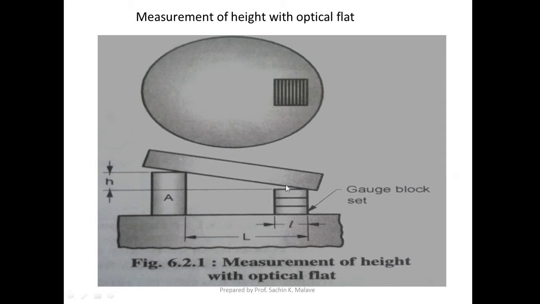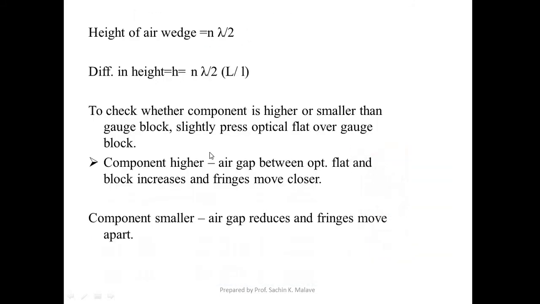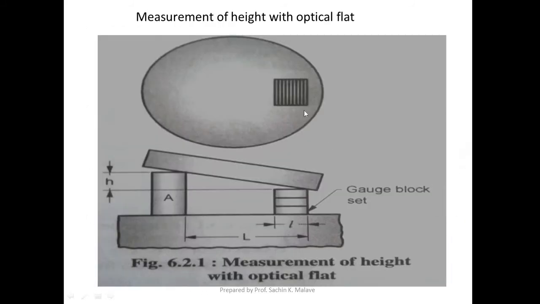So as you press here, this air gap between the optical flat and the gauge block set is going to increase, and as this increases, what will happen? The fringes will move closer. Whatever fringes are there, these fringes are going to be all over here, isn't it? As the gap increases, the fringes will get closer. Okay, so that will happen. This happens only when the component is higher than the gauge block. And we can easily find out the height of the component.